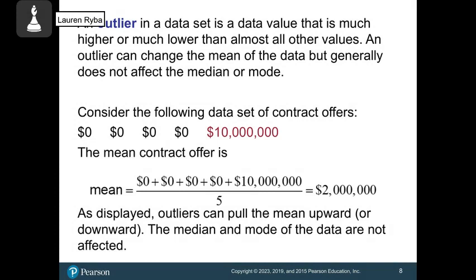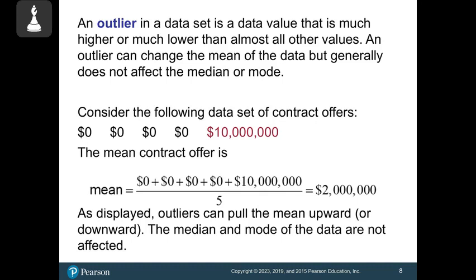In that previous data set, all of our values were really close together. The mean, the median, and the mode were all about the same value, 98.4. Now, there are times that when we look at data, all the values are not going to be close together, and we get something called an outlier. An outlier in our data set is a value that is either really, really high or really, really low compared to the rest of your values.